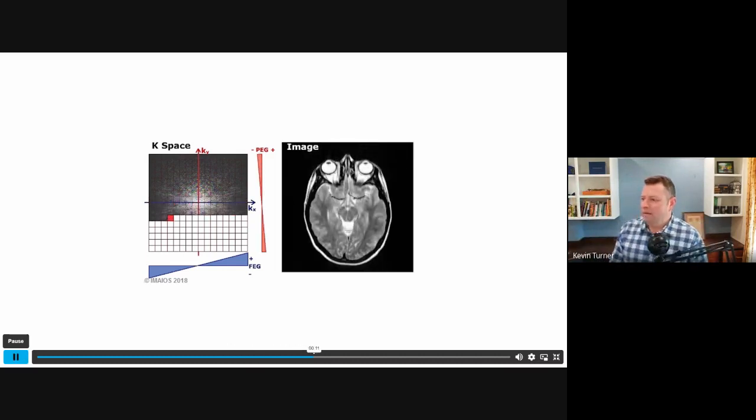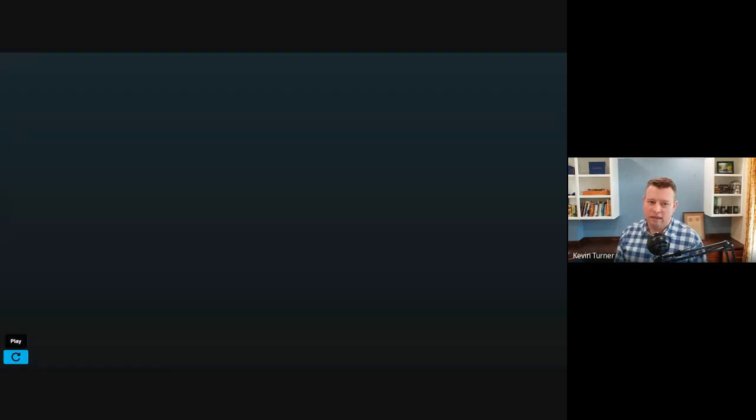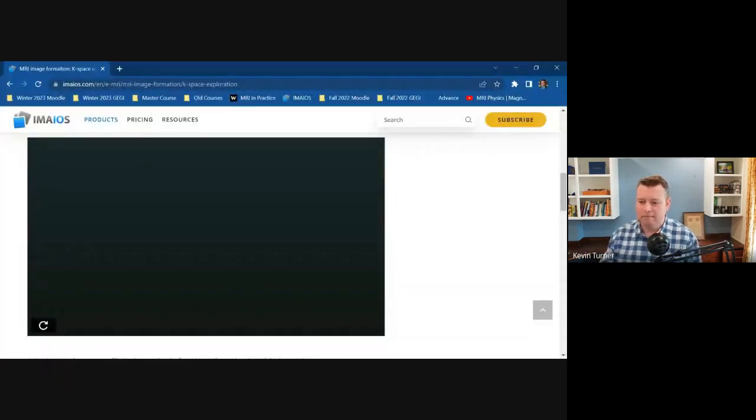So we just keep going. And as we go, we keep filling up more and more of K-space until we fill up all of K-space. And once we filled up the last line of K-space, the slice is done. Then we can go on to the next K-space, right? And fill it up until we fill up all the slices we need.